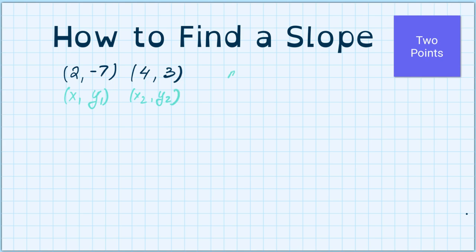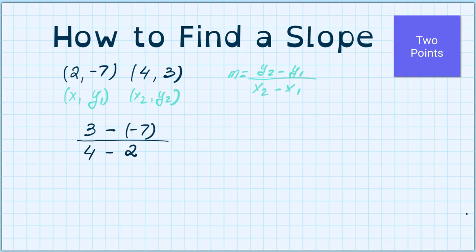I'm going to remind myself the equation for the slope is y2 minus y1 divided by x2 minus x1. Okay, so let's go ahead and do that now. My y2 is 3 minus negative 7, and x2 is 4 minus 2.